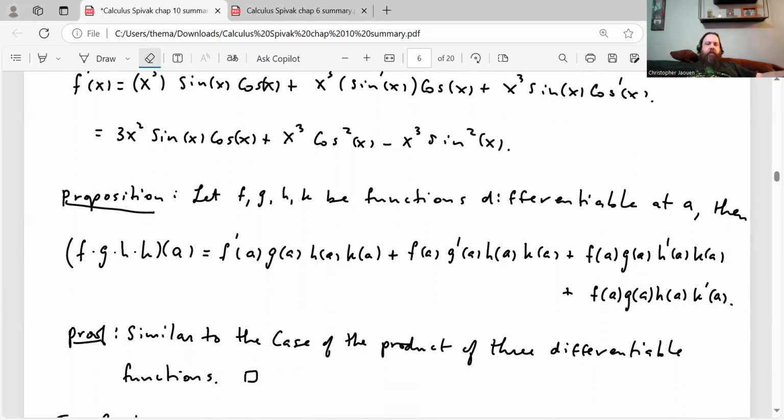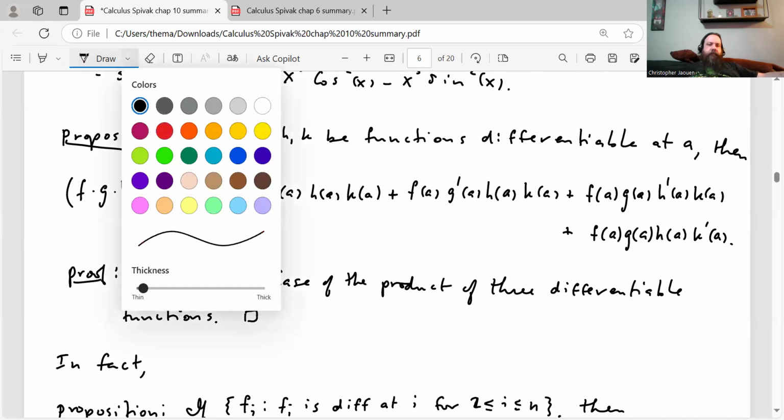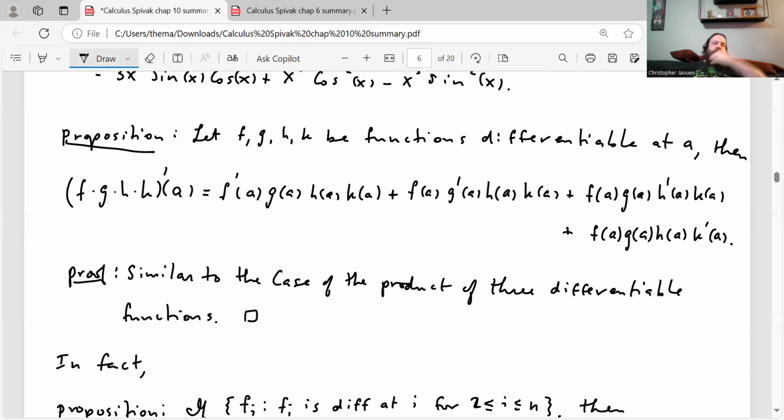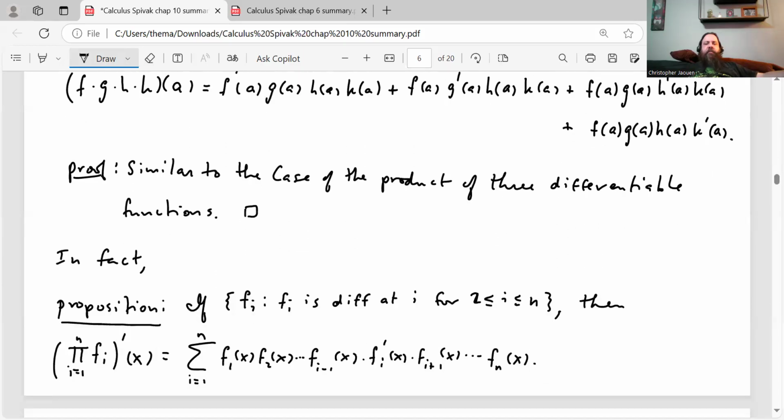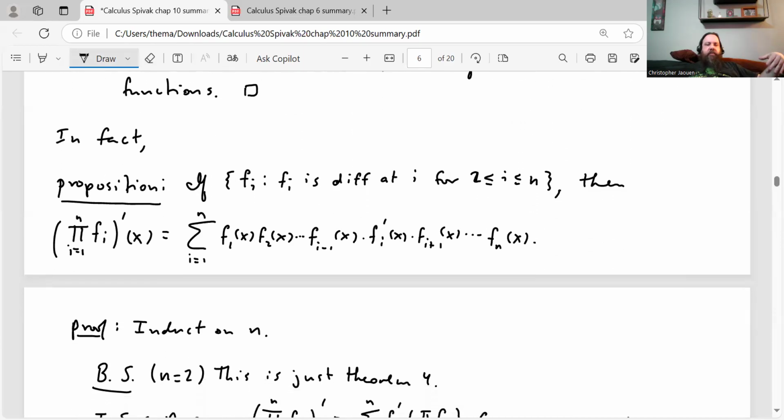Spivak does mention this proposition in the chapter. If f, g, h, k are functions that are differentiable at a, then if you take the derivative of the product of those four functions at a, you get a similar formula to the one for the product of three differentiable functions. He asks you to prove it. I skipped it just because we prove the general case in a second, so there's no point in proving that one since we have the general case down here.